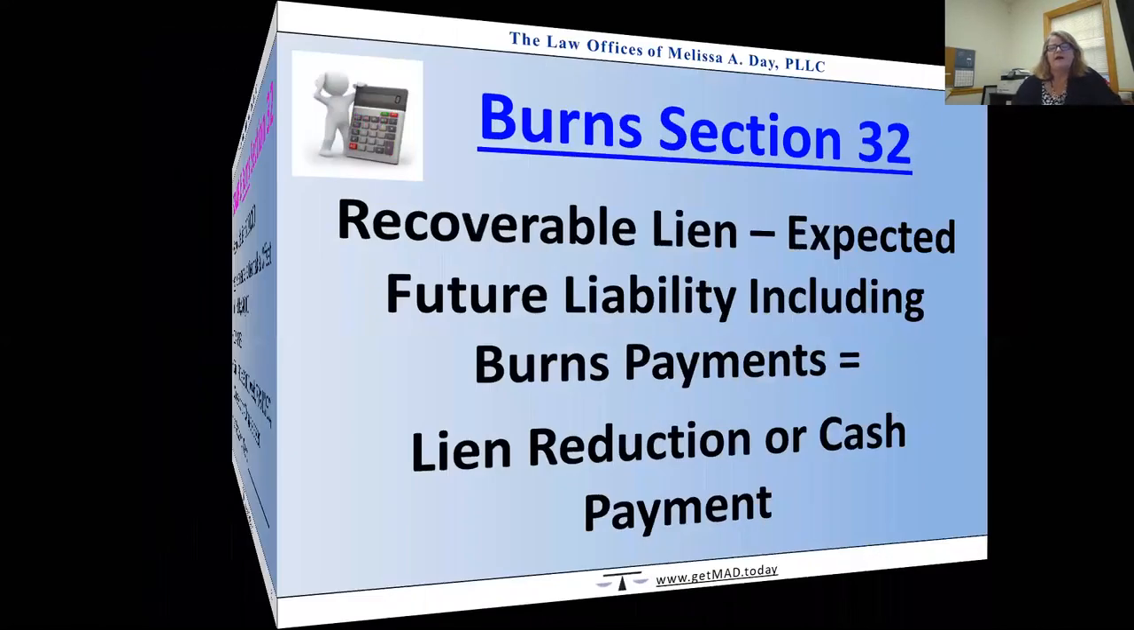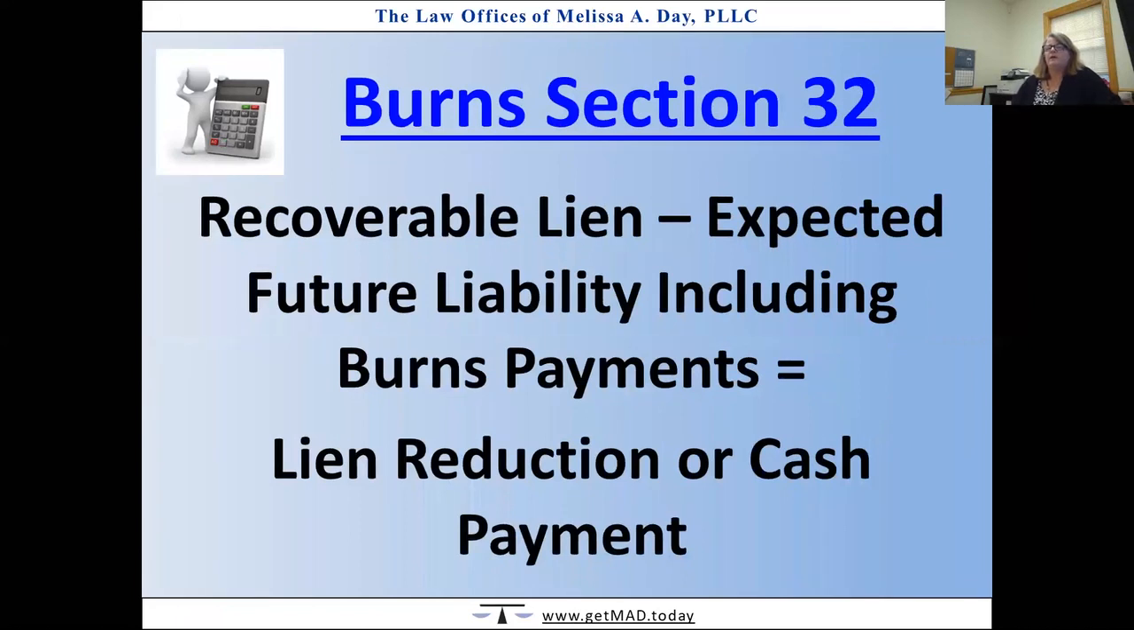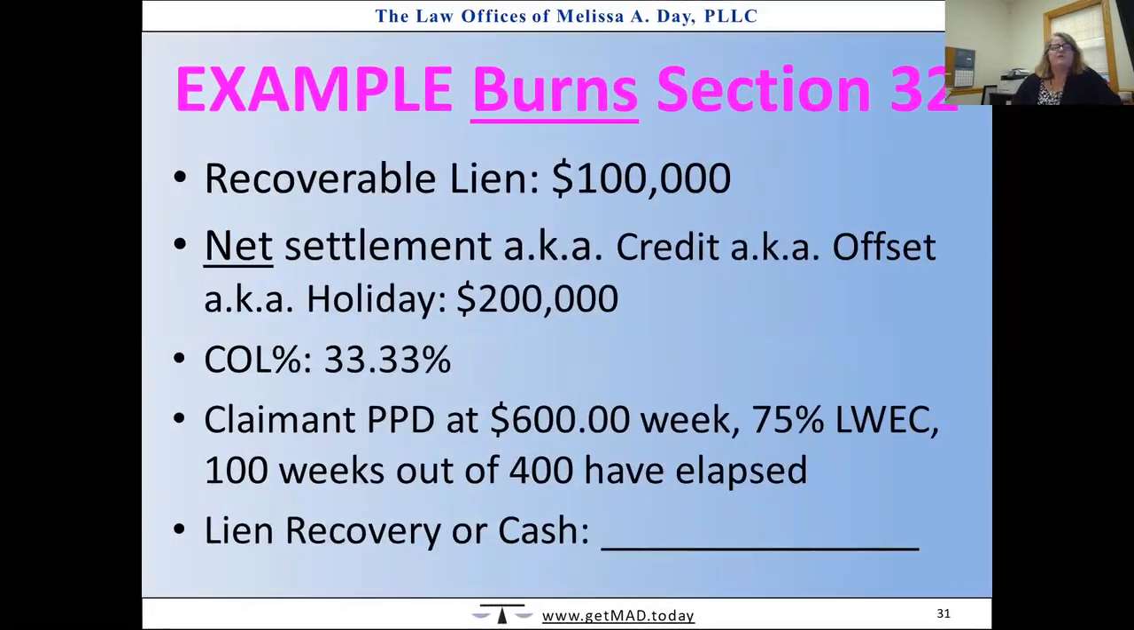Remember, to calculate that, we're going to take your recoverable lien minus your expected future liability, which could include Burns payments, and that will give you the amount that you should reduce your lien to, or the cash payment that you would make. So here, your recoverable lien minus your expected future liability, which could include Burns payments. So here we have $600 a week, 300 weeks remaining on your PPD. Your Burns obligation is going to be $200 a week for 300 weeks.